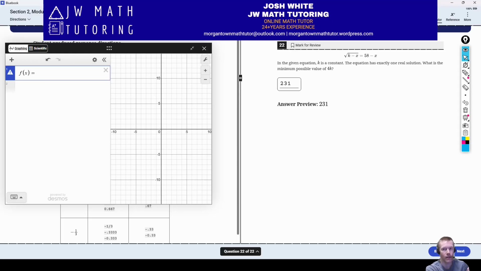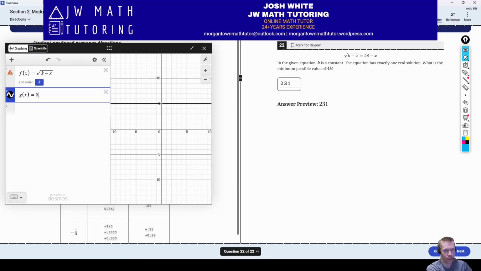And this will work for any type of problem where it's asking for exactly one real solution. I mean, you wouldn't really want to bother doing this for just a basic linear function, but anything with a quadratic or a radical or whatever, we can use this approach. I'm going to type in both my functions. One of them is the left side set equal to f of x, the right side equal to g of x. Okay, then I'm going to type in the following.